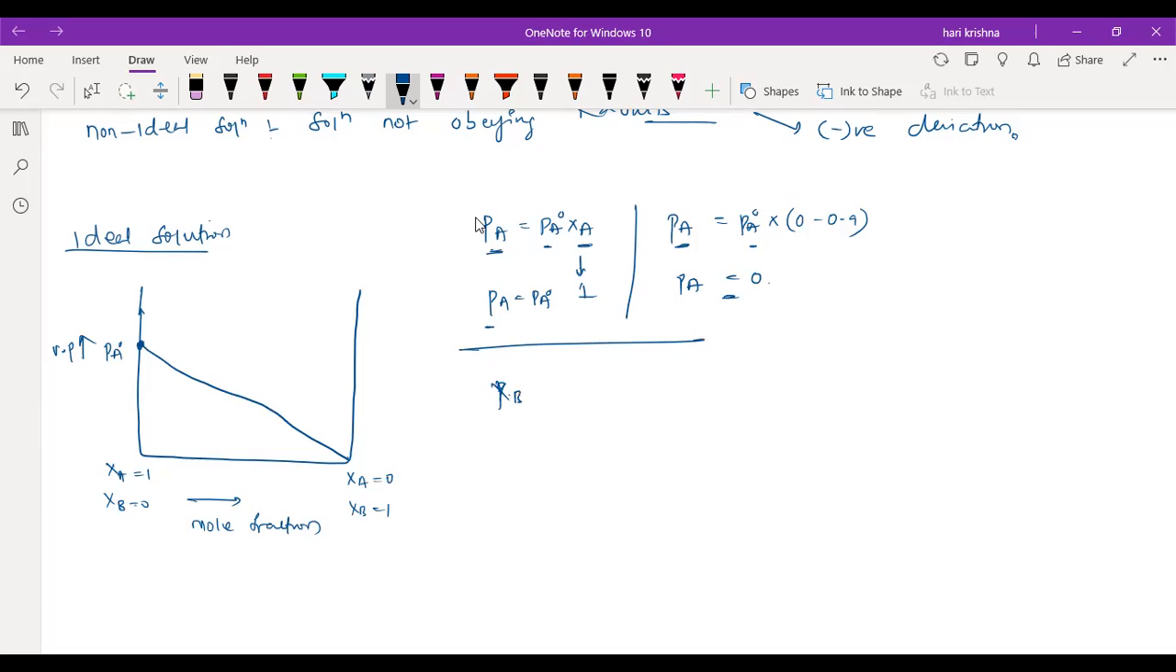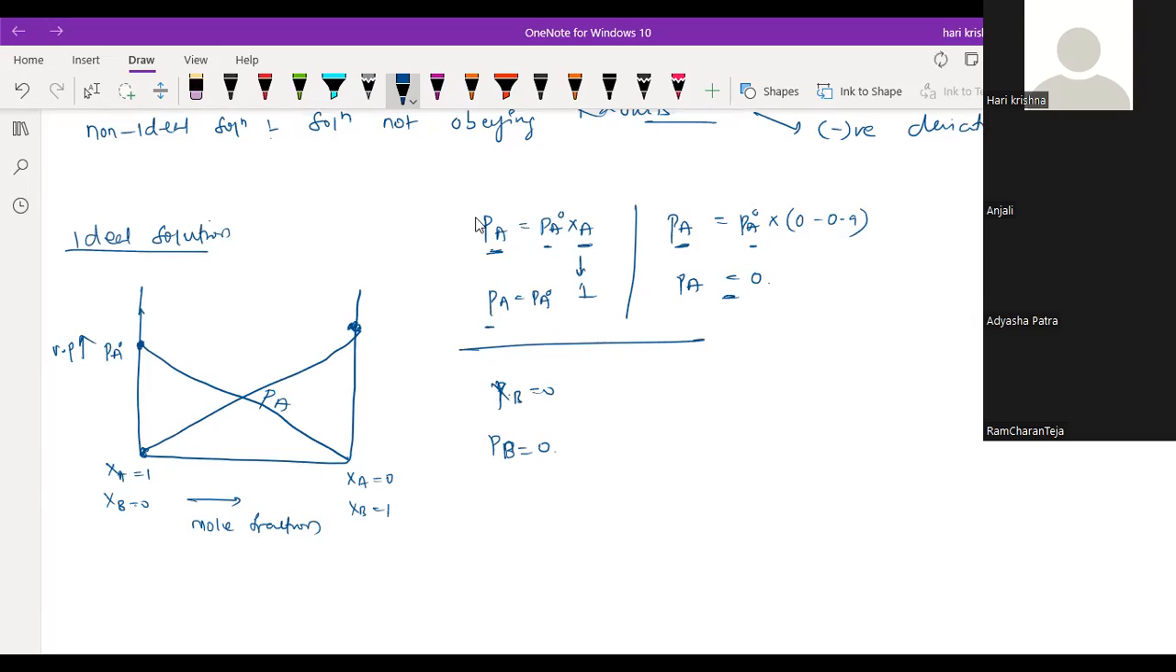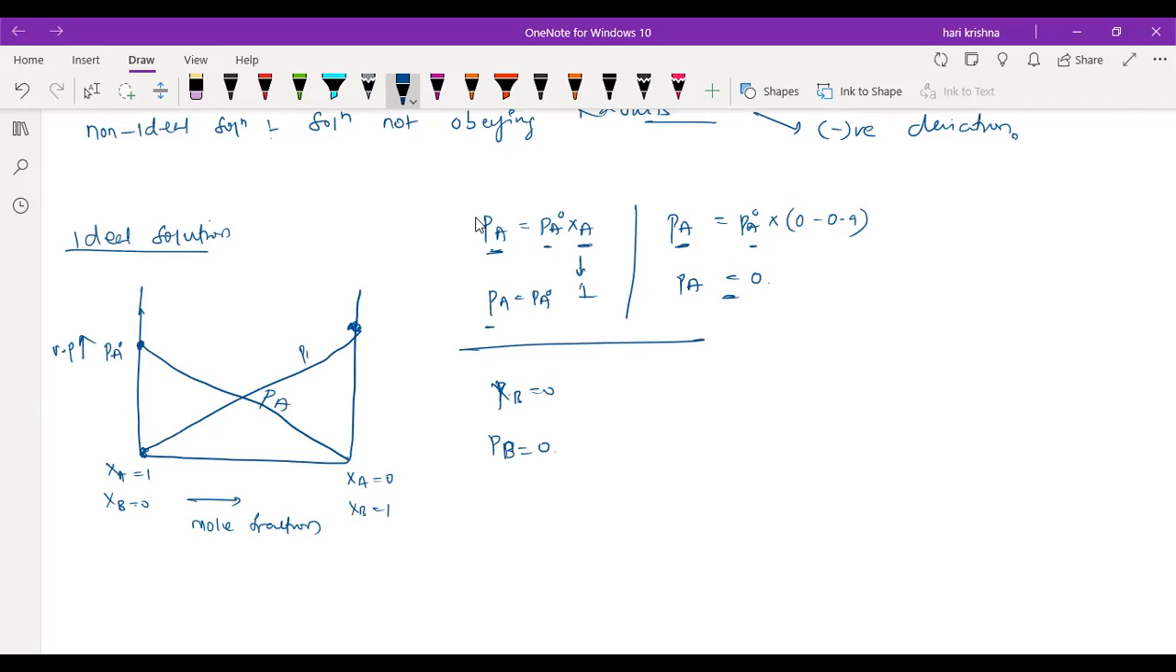Now, next point. Initially XB equal to 0. That means PB also equal to 0. So it will start from here. What is this line? PA. So it will start from here. It will go on increasing like this. Understanding the difference? XB component is increasing, XA component is decreasing. So this is a PB naught. So this is a graph. So when you add these two, PA and PB, we get the P total like this.